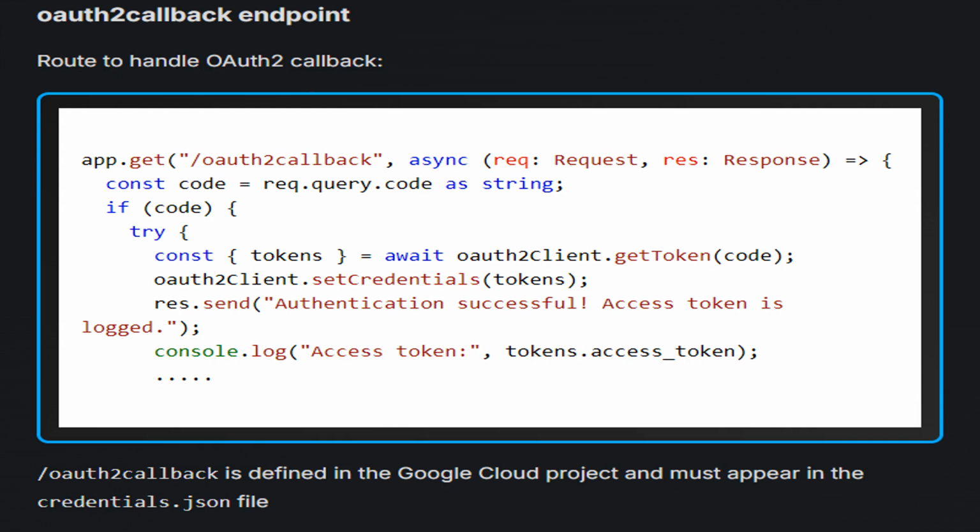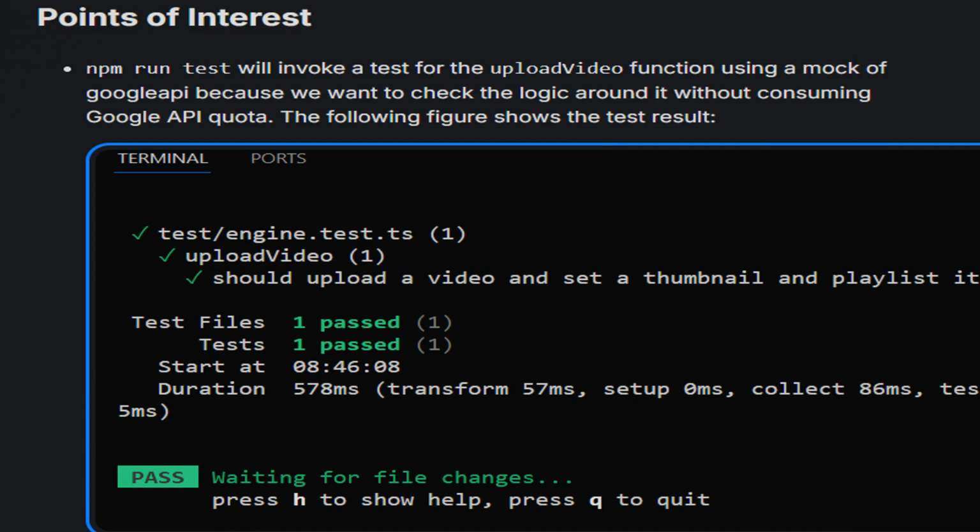It's important to note that the /oauth2callback URL must be defined in the Google Cloud project and included in the credentials.json file. This blog post discusses testing the upload video function using a mock of the Google API to avoid consuming quota. The test results are shown in an accompanying image. Additionally, it emphasizes that for production use, the correct OAuth2 callback endpoint must be specified in the credentials.json, as http://localhost:3000/oauth2callback is not suitable.